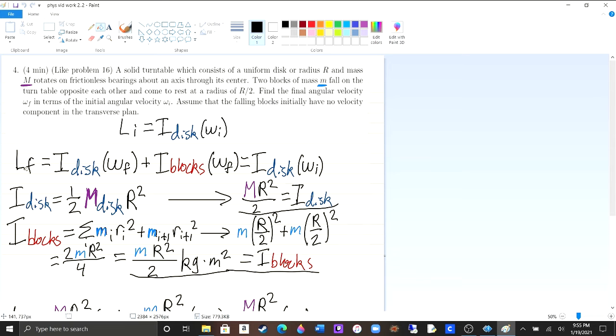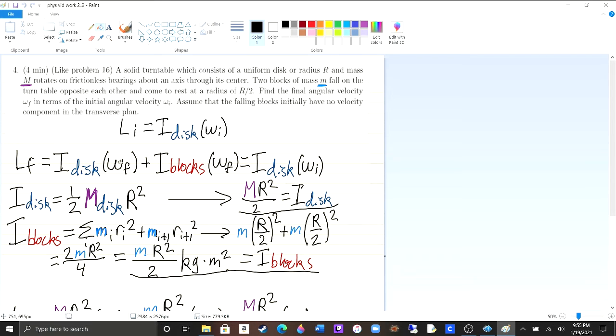So the conservation of angular momentum says that L is unchanged. So before and after the blocks fall in, it's still the same. So our final angular momentum is equivalent to our initial angular momentum, which is equivalent to I, the inertia of our disk, times our initial angular velocity.